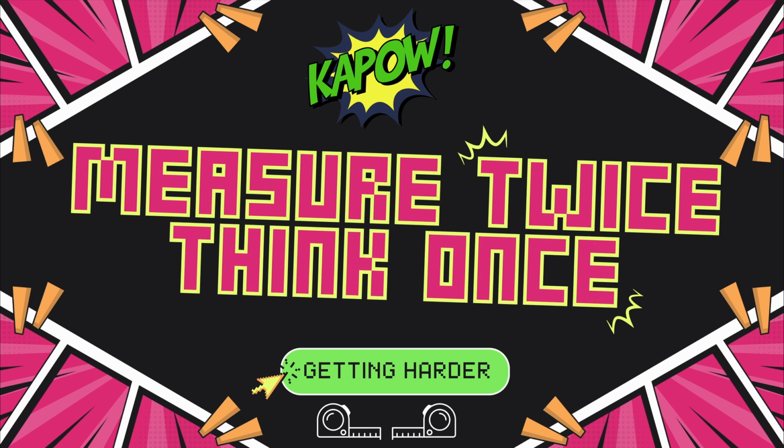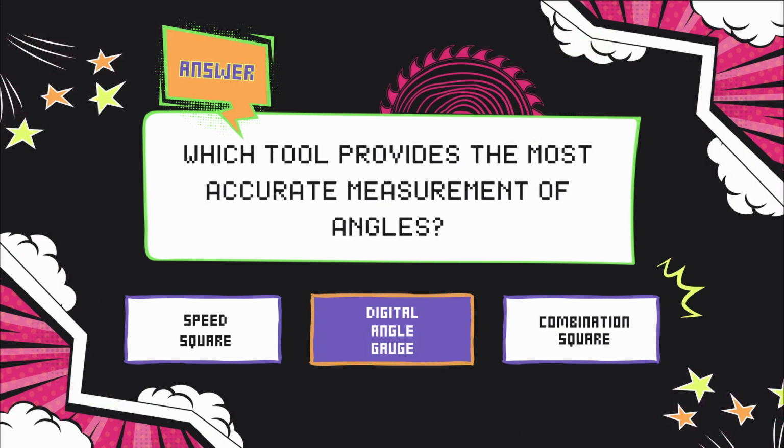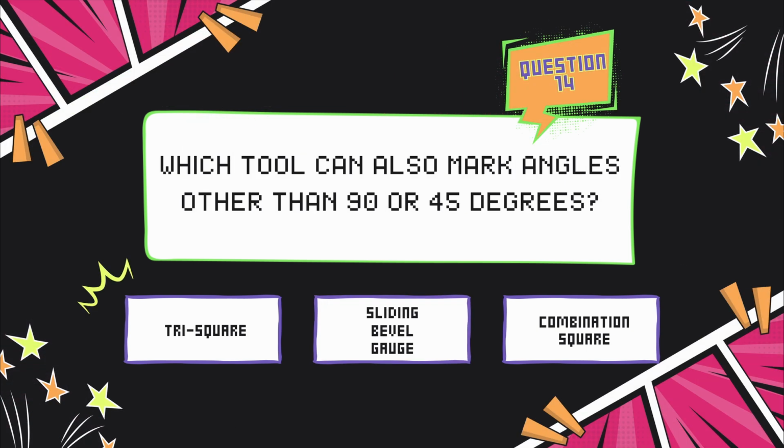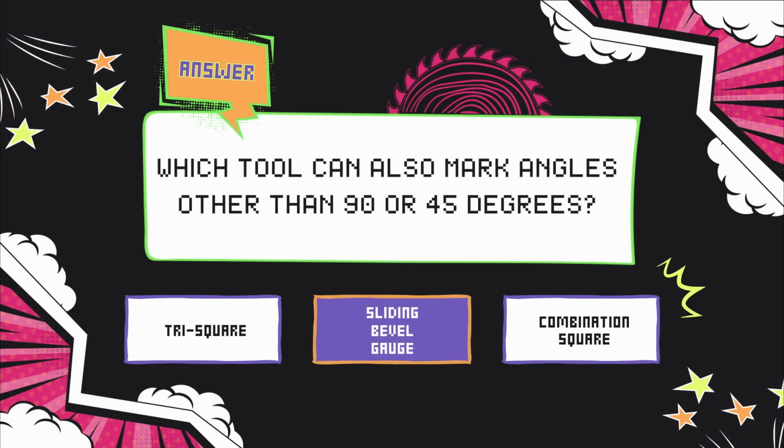Measure twice, think once. It's getting harder. Which tool provides the most accurate measurement of angles? That's right, digital angle gauge. Which tool can also mark angles other than 90 or 45 degrees? The sliding bevel gauge.